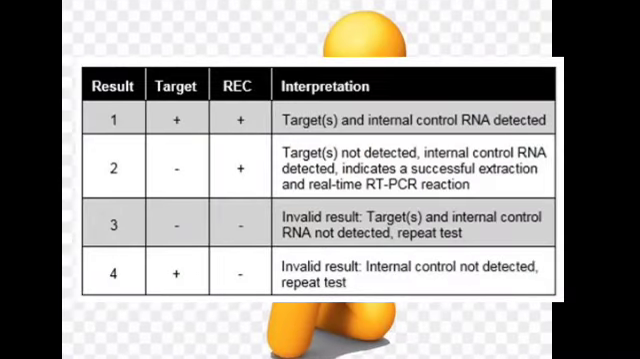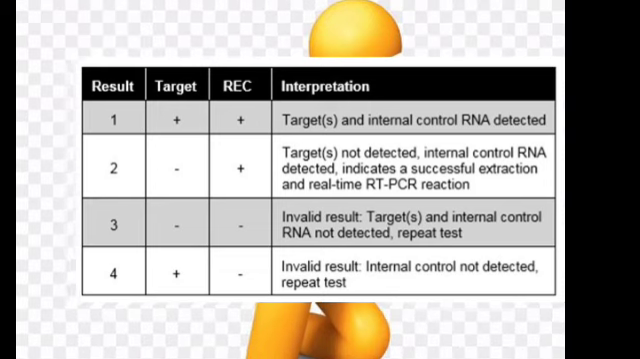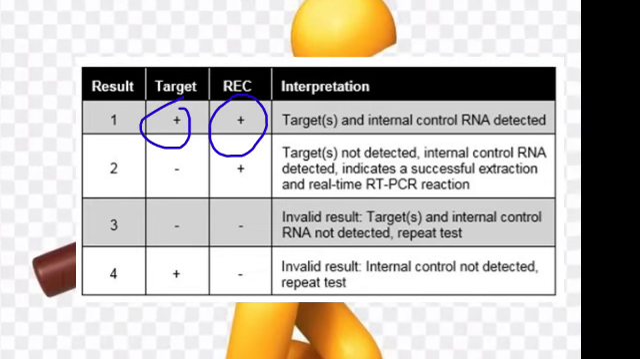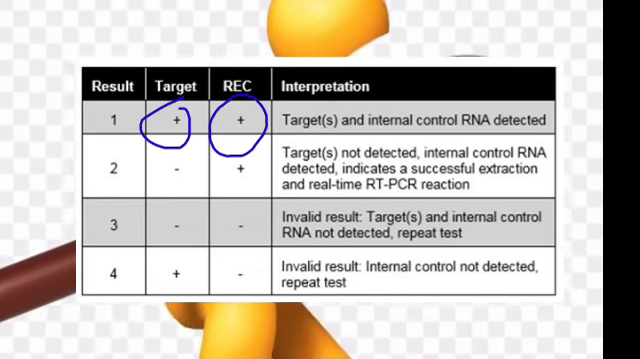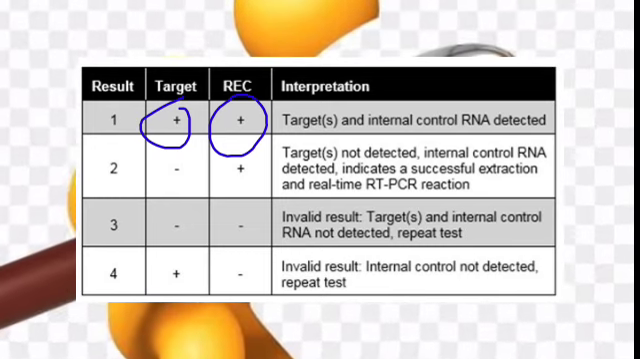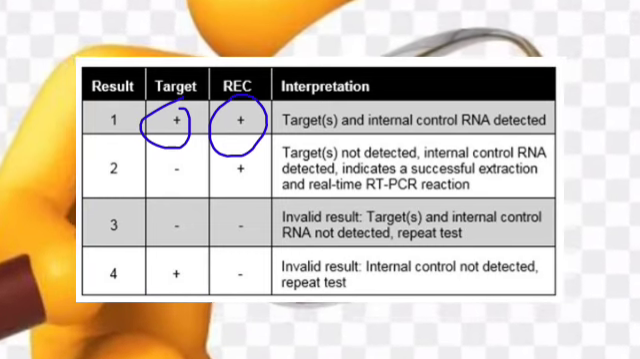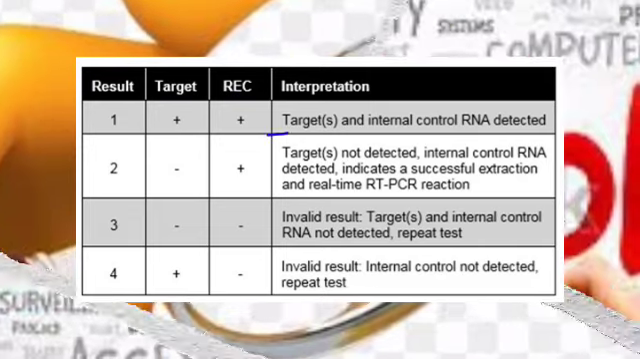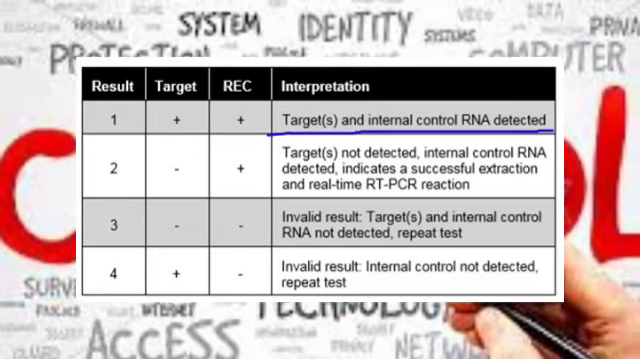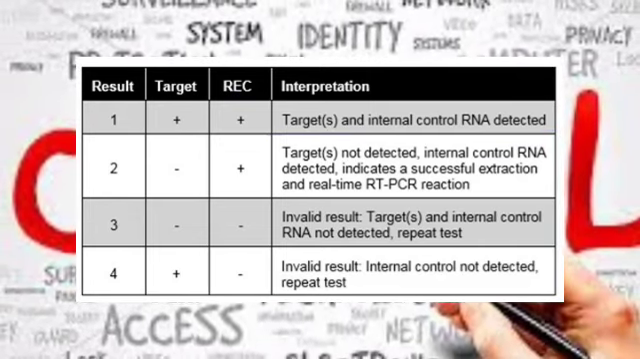The first possible result is amplification of the target as well as the internal control nucleic acid. This shows that the target as well as the internal control DNA are extracted successfully and are detected successfully.